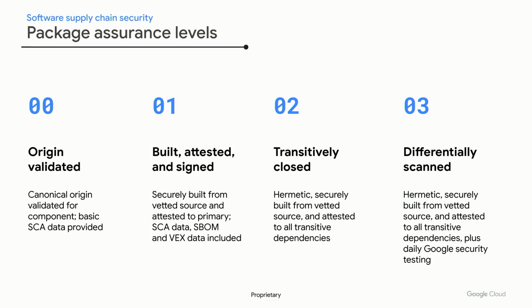If we look at the way we think about package assurance, there are 4 levels of package assurance. First, we talked about before, origin validation, so that whether it's the images, the binaries, or the source code, it's coming from the canonical location. Number 2, that the primary package is built from source by Google and attested. The 3rd level, where we've transitively closed the package, where not only the primary, the direct dependencies, and the transitives are built from source within Google. And the last, that it's differentially scanned by our fuzzing technology and our remote code execution technology.